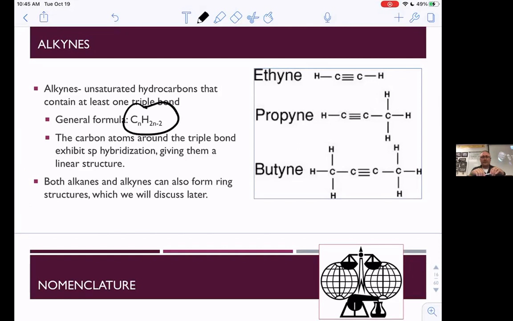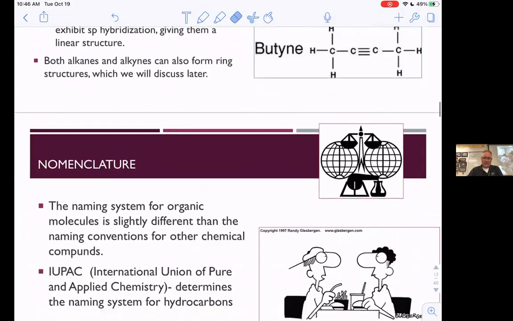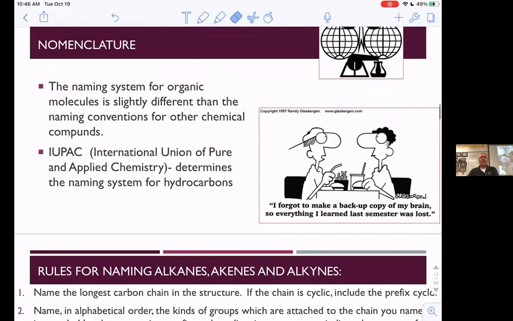The carbon atoms around the triple bond have, of course, sp hybridization, and all of these are going to be linear, at least referring to the middle 2 carbons. The outer carbons, depending on how long the backbone is, can have lots of different shapes, but across the 2 carbon atoms, it would be linear. With alkenes, they would actually have sp2, and then sp3, of course, with the alkanes with tetrahedral structure.